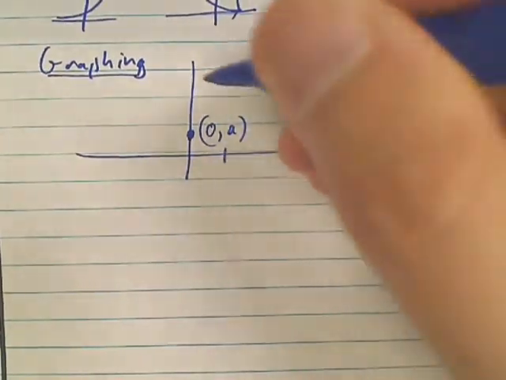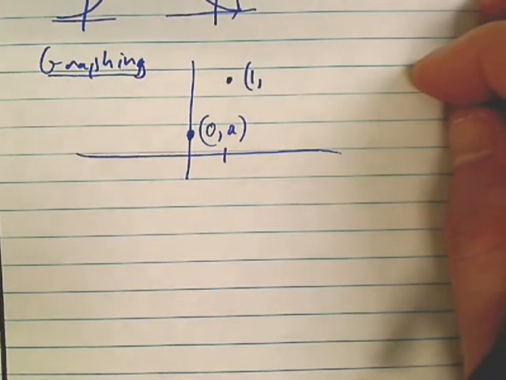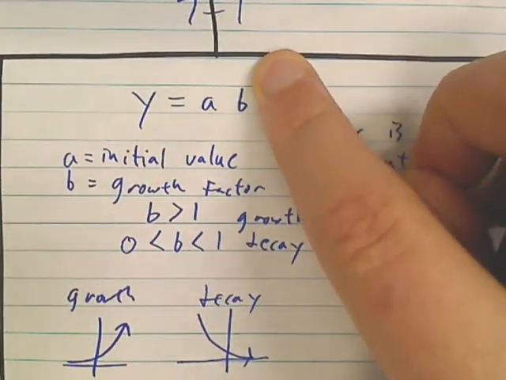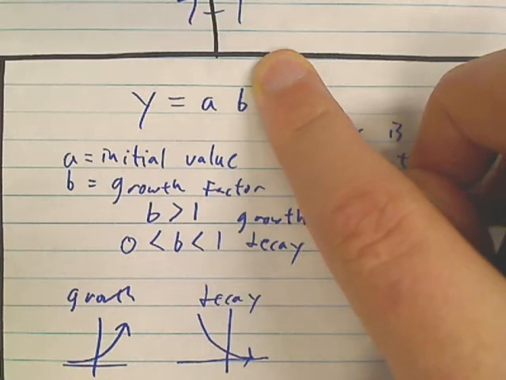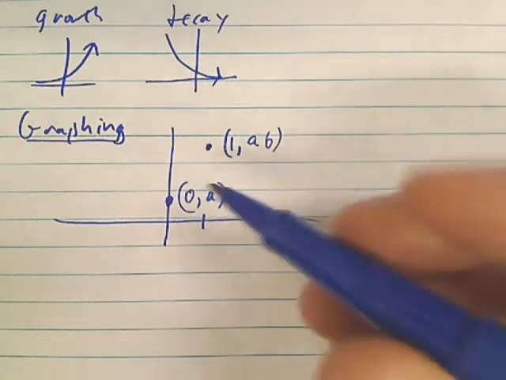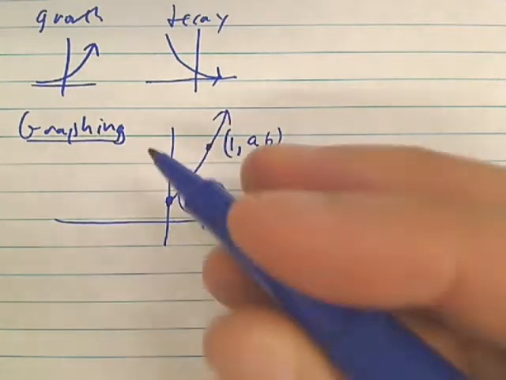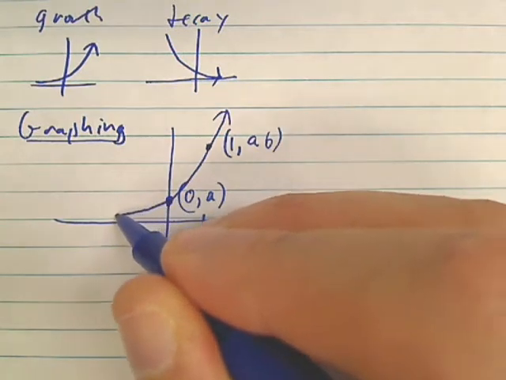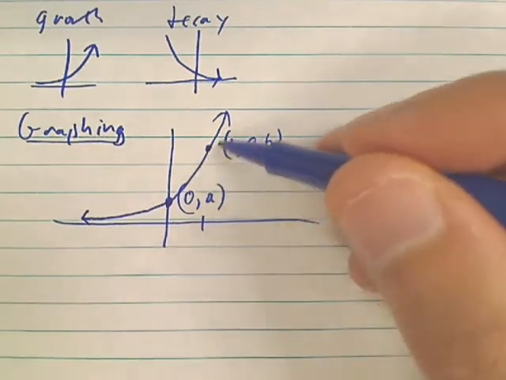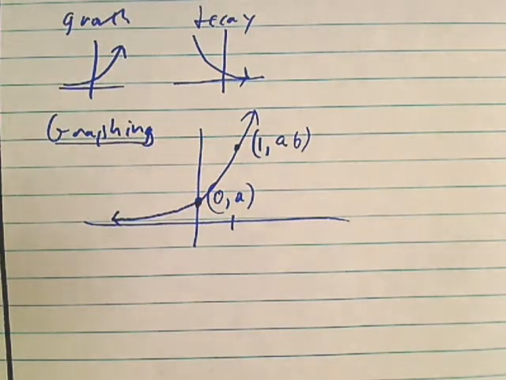And then we'll have the point for 1. Well, what if we put in 1 for x? b to the first power is just b, and I would have ab. So (1, ab). Using those 2 points, if it's a growth function, it'll look like growth. If it's a decay function, when you multiply by b, it'll get smaller. Then follow that general guide. It's going to get closer and closer to the x-axis but never touch it. And this is just going to take off. This is going to grow very quickly, like what we talked about at the beginning of class.